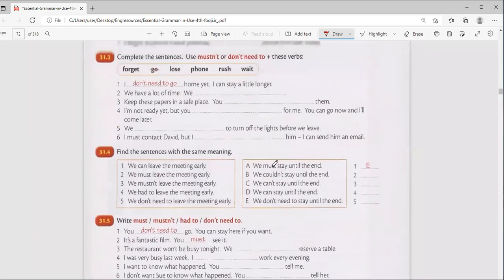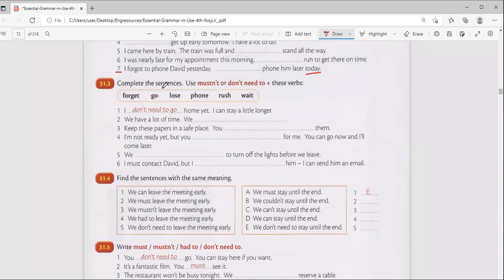Very good. Now this one is complete the sentences. Use mustn't. Mustn't is like it is important, you don't do it. Don't need to is like, if you want to do it, there's no problem. I don't need to go home yet. I can stay a little. We have a lot of time, so we don't need to rush, to go quickly. But if you want to go quickly, there's no problem.